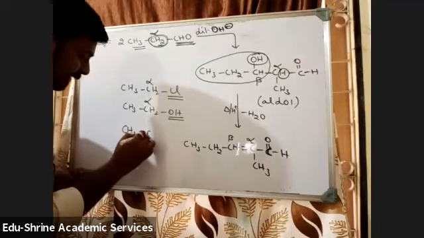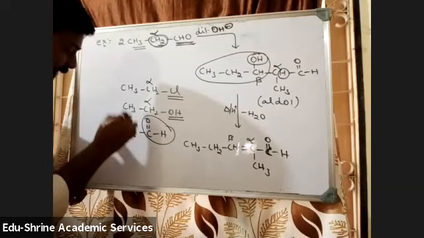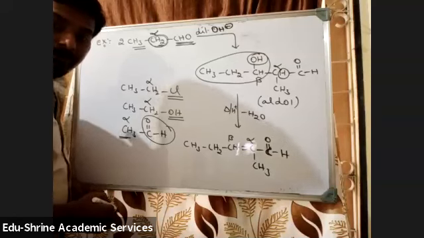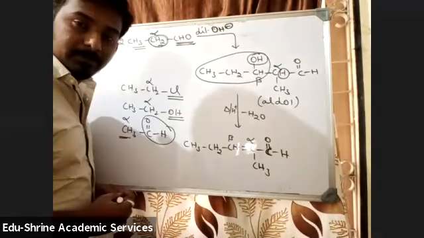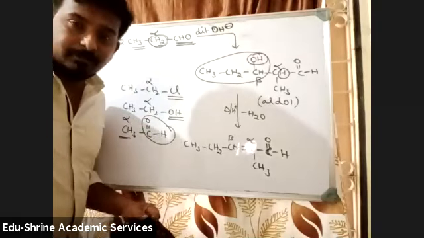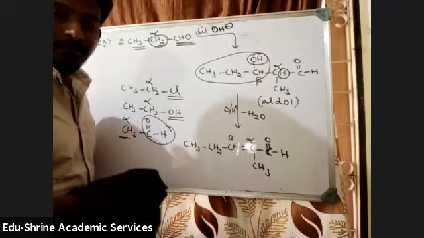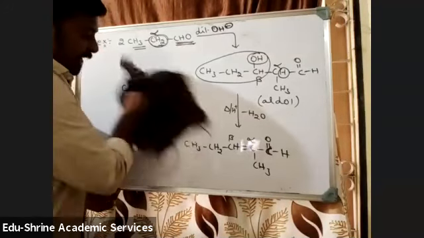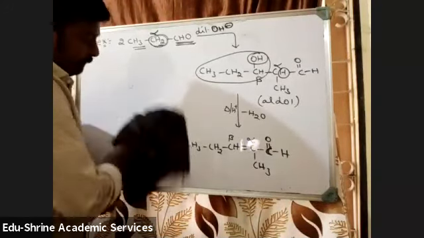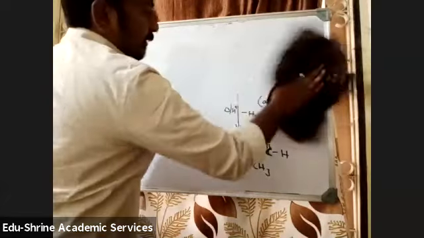If I take aldehydes, CH3 C double bond OH, this is the functional group. So this will be the alpha carbon atom. In unsymmetrical ketones, I'll come to that point. Here you understood, no? Any doubt in this reaction? Right. So let us go to one more example.